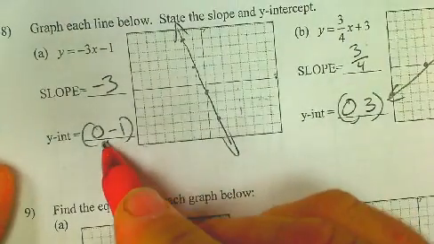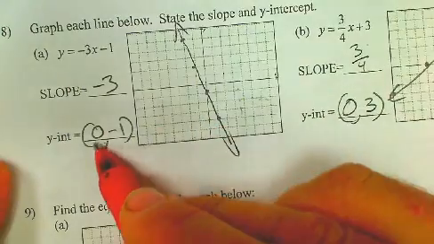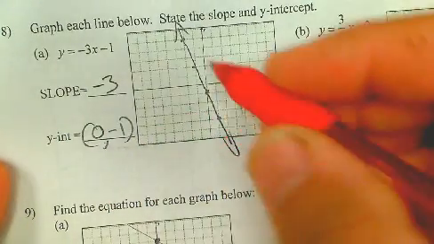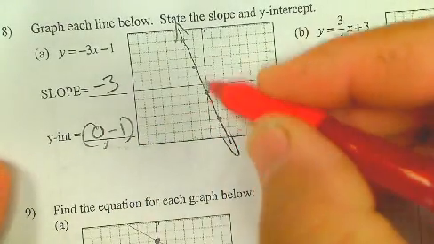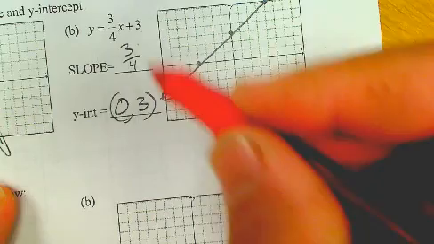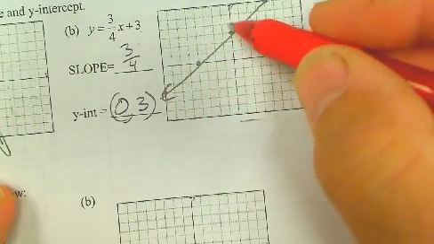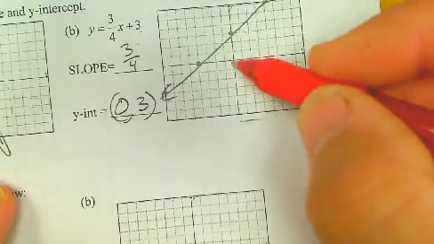Don't forget to write the y-intercept as a point, because it's a point-only graph. So (0, -1), and then my slope is -3, so I went down 3 over 1, or I can go up 3, back 1, up 3, back 1. There's my slope, there's my y-intercept, (0, 3), 3/4. Start with my y-intercept, go up 3 over 4, or down 3, back 4.